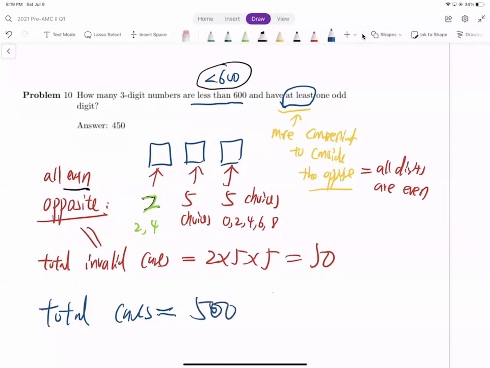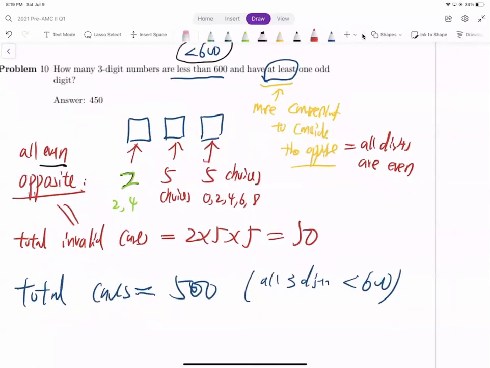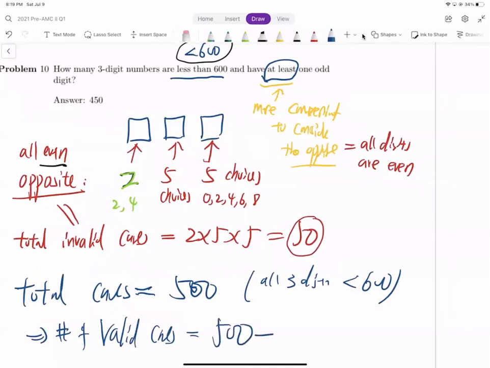Just 500. So that just means all 3-digit numbers that are less than 600. We don't consider any restriction, then the total will be 500. And then we know that for 50 of them, all digits are even. Then the number of valid cases, that is, at least 1 digit is odd, will be the total minus the opposite, all of them even, which is 450.